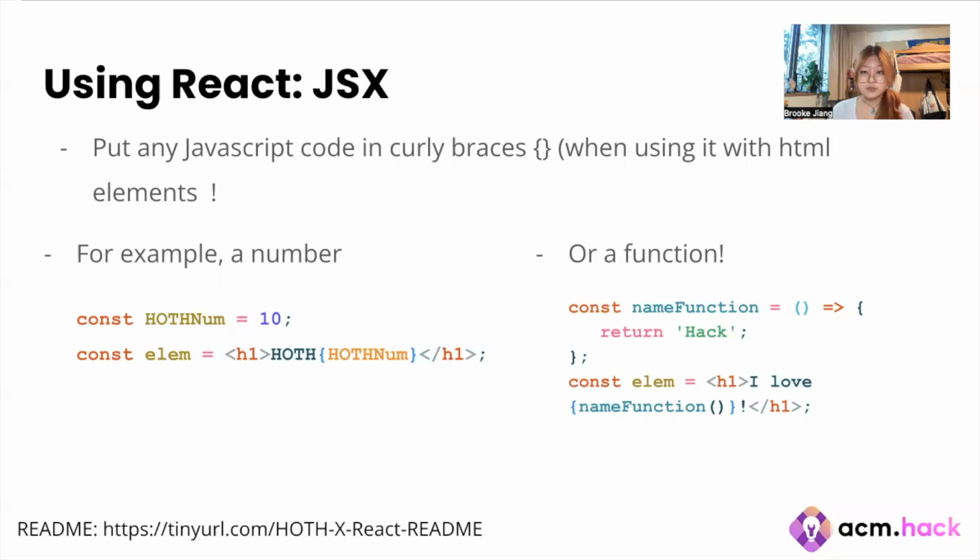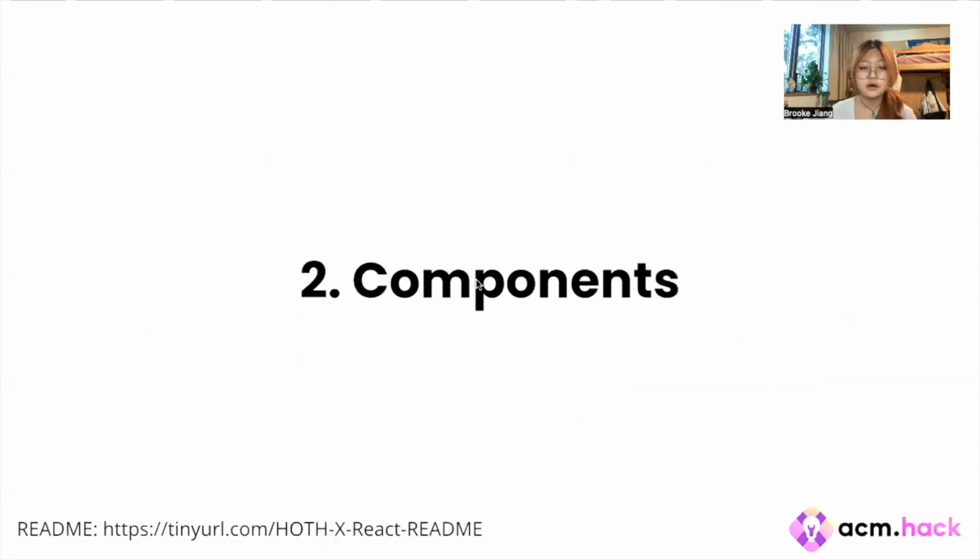This also works with functions. You can have something like a JavaScript nameFunction on the right here that just returns the name hack, and call that function inside of this HTML header tag within these curly braces, and JSX will know to print out the result of that function. So this will be "I love hack," not just "I love nameFunction," which is what would happen if you forgot the curly braces.